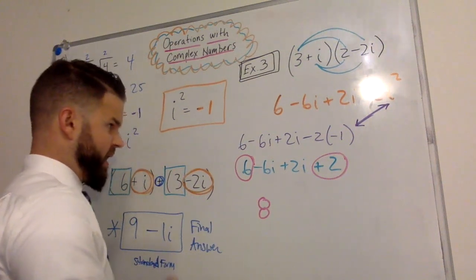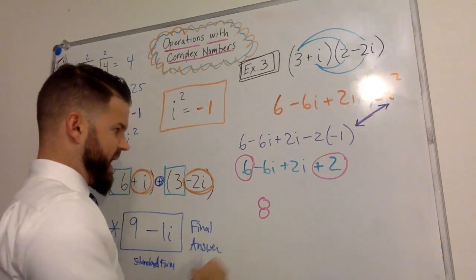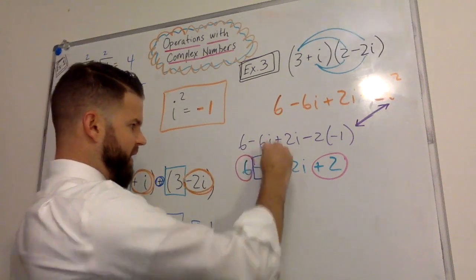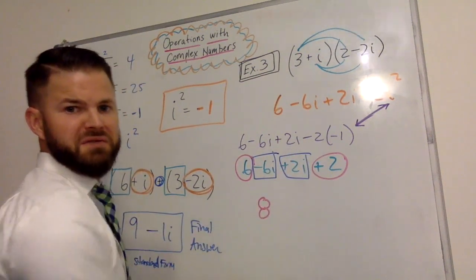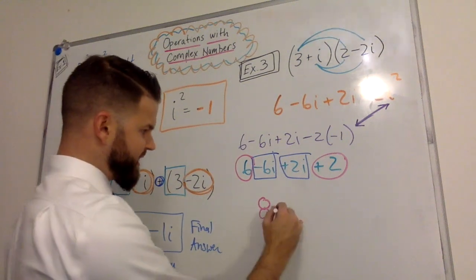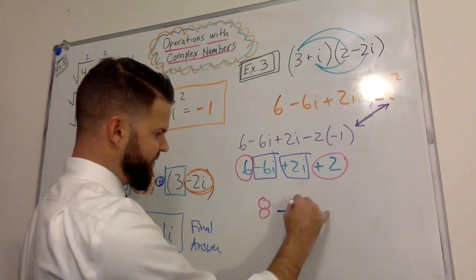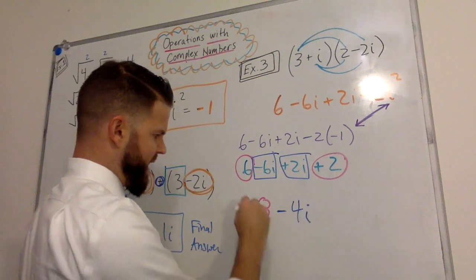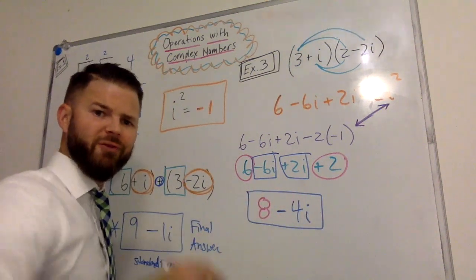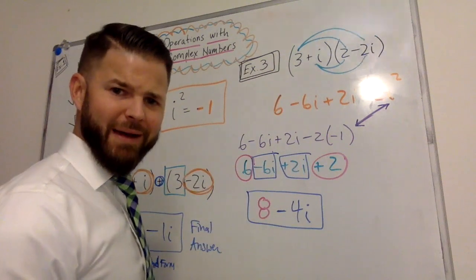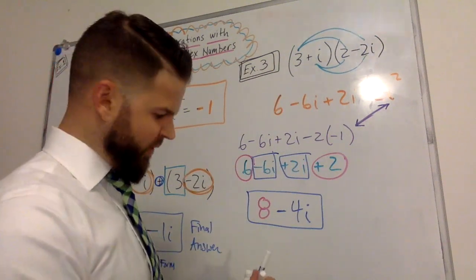What else you got? How about some i's? Put them in a blue box. I got this i and that i. Negative 6 plus 2 looks like a negative 4i. Once I'm there, I'm in standard form. Regular number out front, imaginary number in the back. After that, I'm home free, ladies and gents.